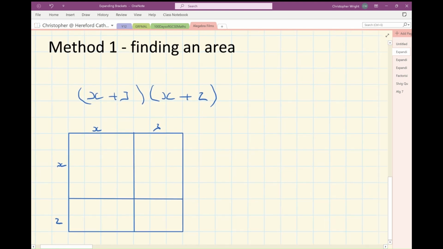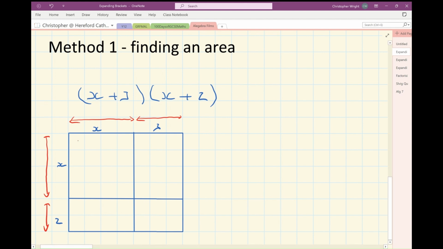So here I've got an example, x plus 3 times x plus 2. So I'm going to think of this as being a rectangle. You can see the length of my rectangle is x and 3 more. So my length is x plus 3, and my height here is x and 2 more, x plus 2. So I'm going to find the area of my rectangle because that will give me the answer to x plus 3 times x plus 2.